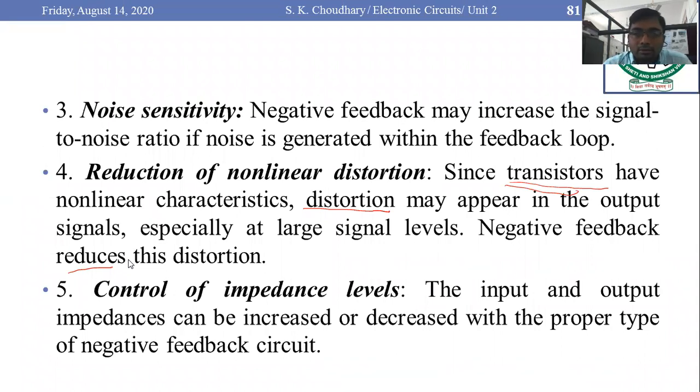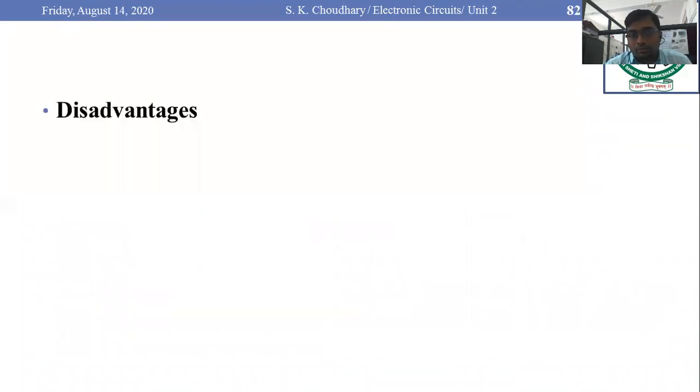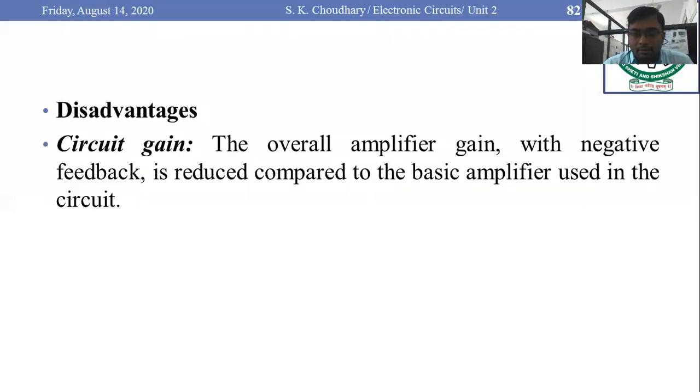We are going to discuss further in detail. But there is one disadvantage also. There is only one disadvantage of negative feedback, and this is the circuit gain. The overall amplifier gain with negative feedback is reduced compared to the basic amplifier used in the circuit. So if you apply negative feedback to a basic amplifier, its overall gain would be reduced. This is the one disadvantage. Otherwise, it all has advantages.